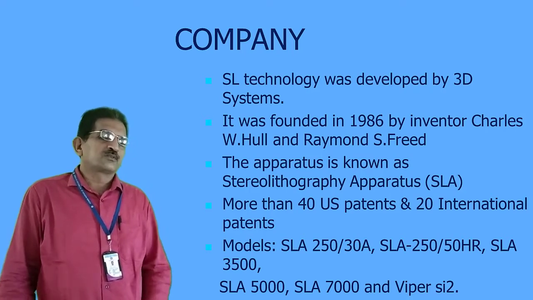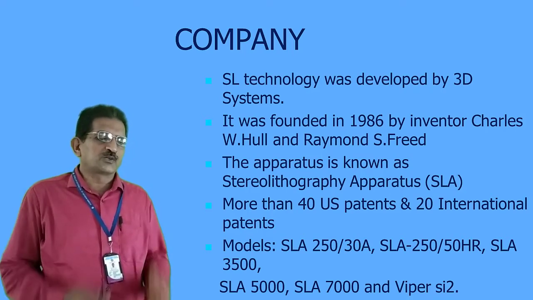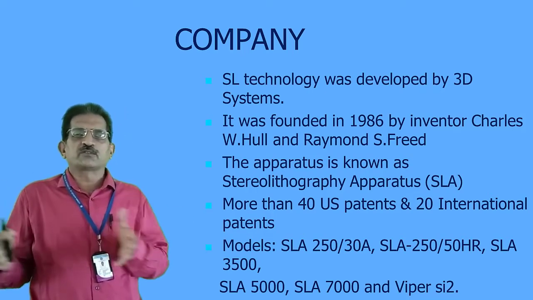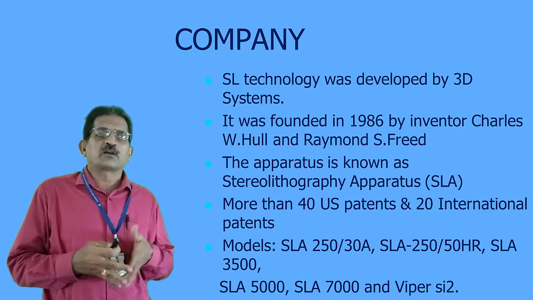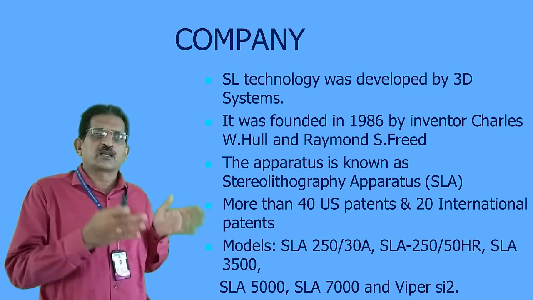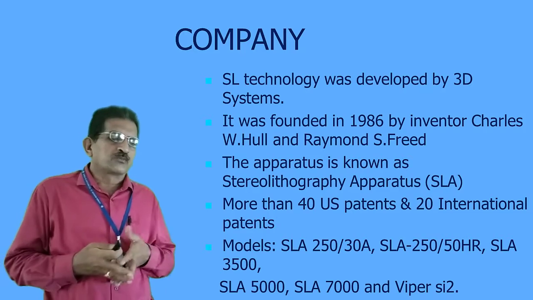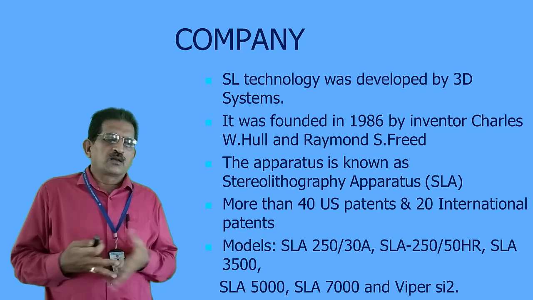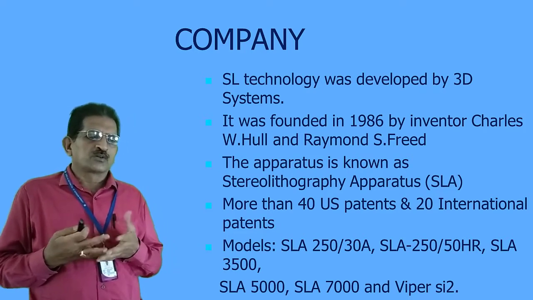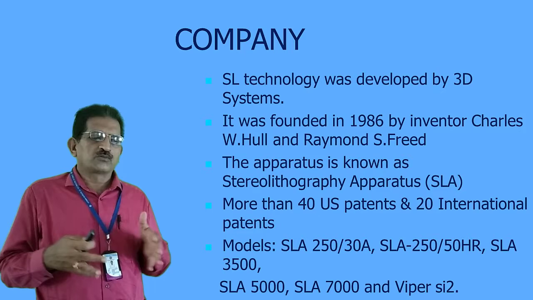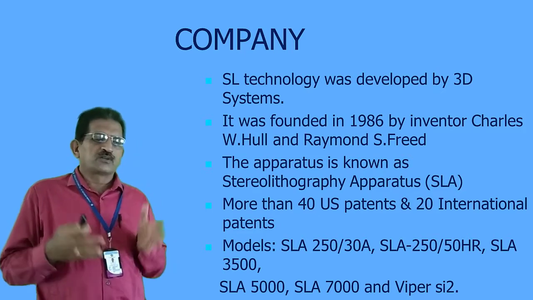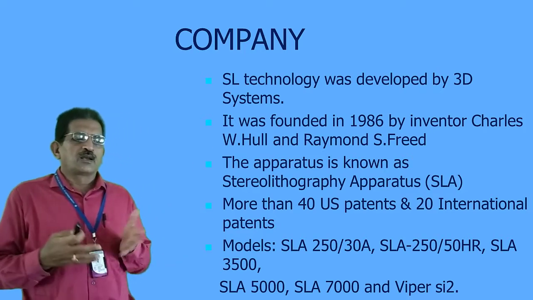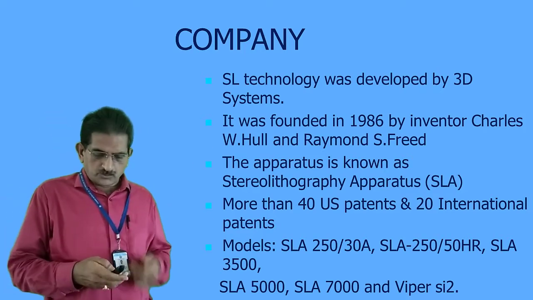There are many models. The basic model is SLA 250, which has a build size of 250 by 250 by 250 mm, so we can make a component or product up to that size, and the power is 30 amps. Then there is the SLA 250 high resolution machine, so we can make parts with speed. Then we have SLA 3500, SLA 5000, SLA 7000 and the latest one.